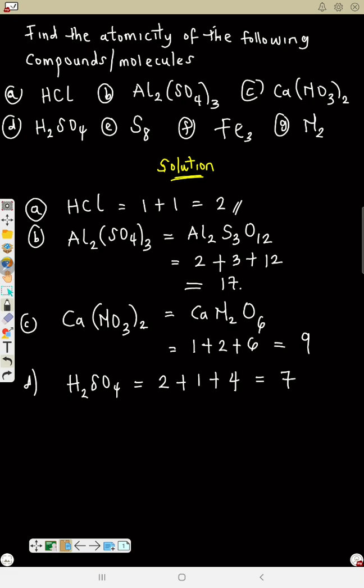So remember, atomicity is the number of atoms present in a molecule of an element or compound, etc. So now the next one is A, which is S8. What is the atomicity of sulfur here? It is simply 8, because the number of atoms present here is 8. Again, Fe3, that is iron. What is the atomicity? 3, because it involves 3 there. G, nitrogen, N2. What is the atomicity? 2. And that is how you can find the atomicity of a compound or molecule, etc. So study it, then I'll give you a question.